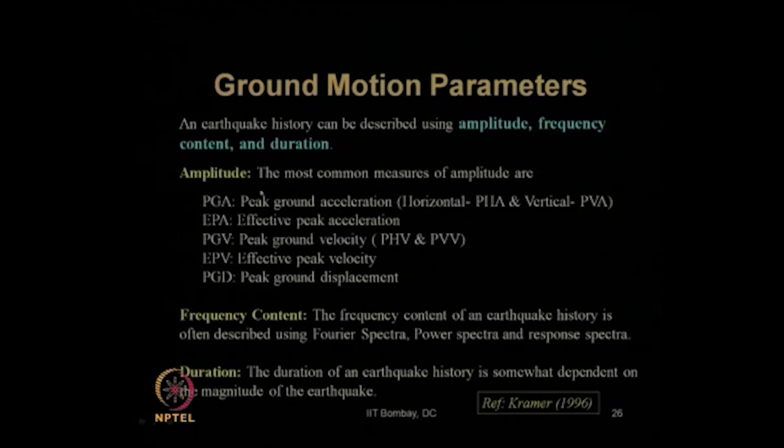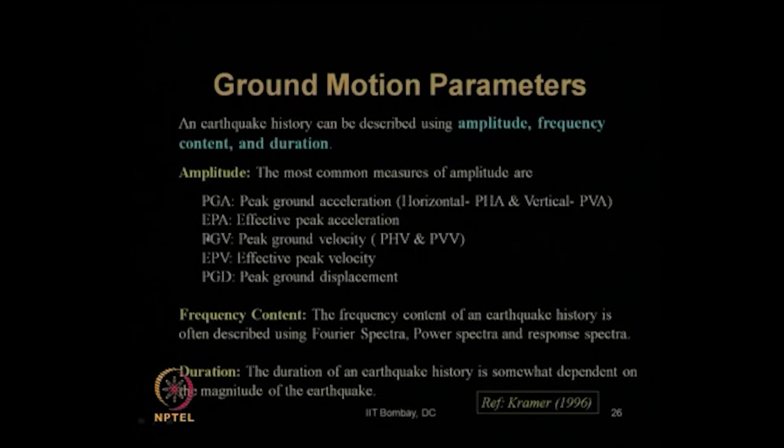The most common measures of amplitude are either PGA, called peak ground acceleration. It can have three components: translational, as I said, two horizontal, called PHA, peak horizontal acceleration, and peak vertical acceleration, PVA. These are the commonly used short abbreviations. PGA is a very commonly used abbreviation for peak ground acceleration.